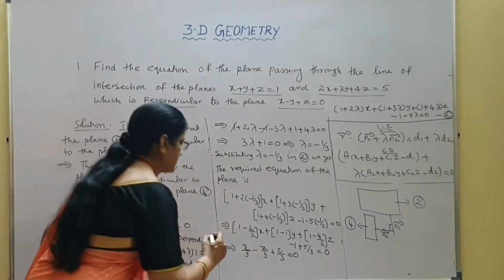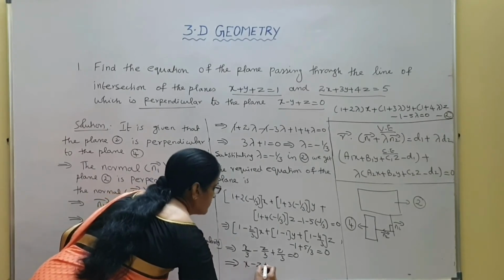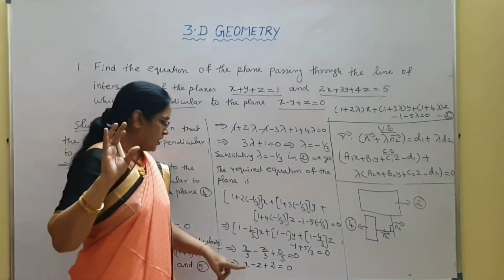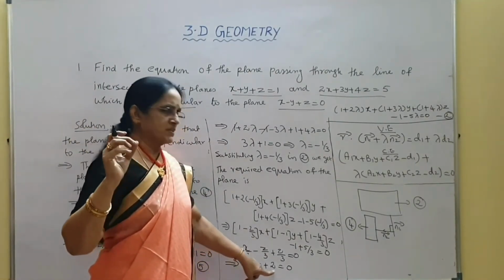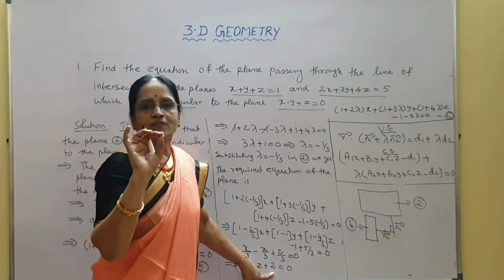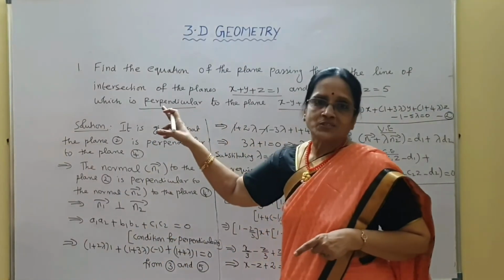You can cancel this 3 throughout. You will be left with the required equation of the plane: x minus z plus 2 equal to 0. So you have to write the required Cartesian equation of the plane is x minus z plus 2 equal to 0. You have to rewrite the statement once again as your final answer. Now, we'll move on to question number 2.